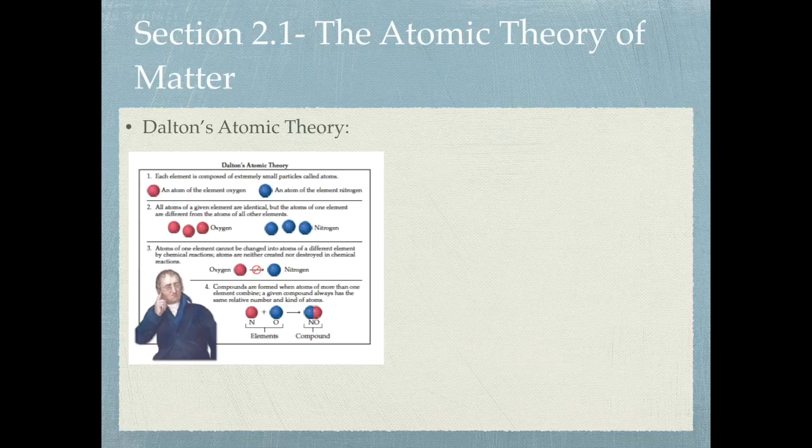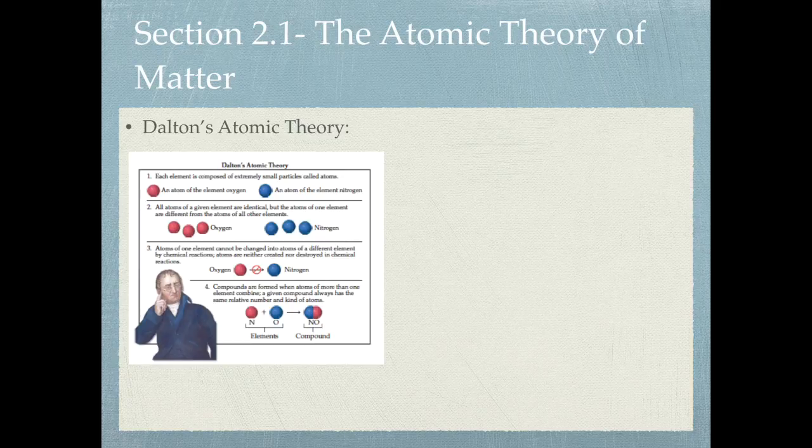The next thing he stated was that atoms of one element cannot be changed into atoms of a different element by a chemical reaction. So atoms aren't going to be created or destroyed, rather we're going to have a rearranging of those atoms. And finally, he stated that compounds are formed when atoms of more than one element combine together.